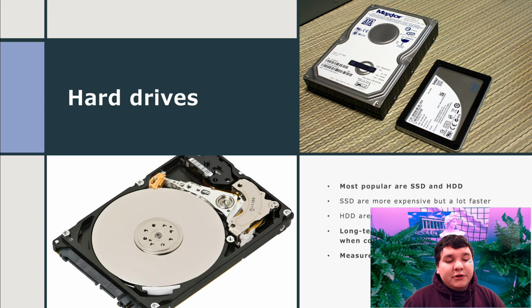HDDs are cheaper and act like a record player, where there's a little needle that moves across the disk and reads data. They are a lot more fragile. If you drop the HDD, that little needle that reads the disk could be bent, and now the hard drive is completely broken. So don't drop it. HDDs are a lot slower than SSDs, but cost a lot less and come in bigger capacities. Hard drives are also measured in gigabytes, or GB, like RAM.